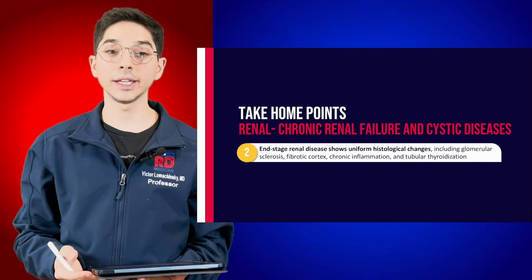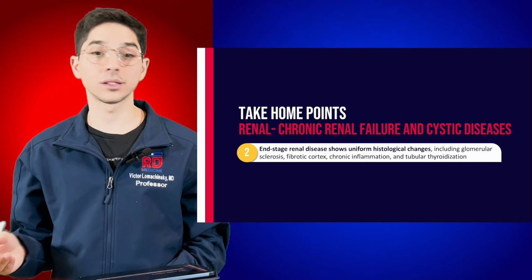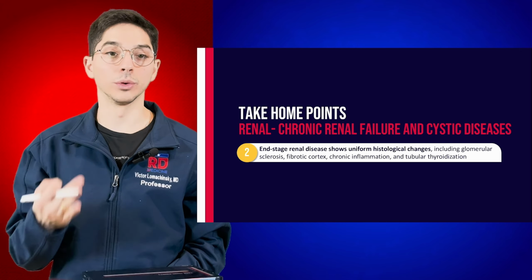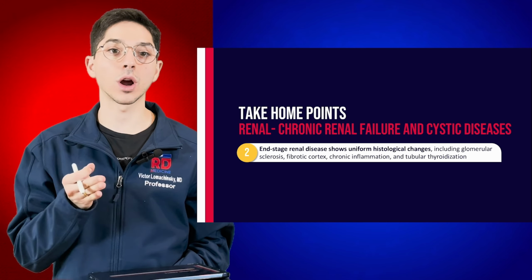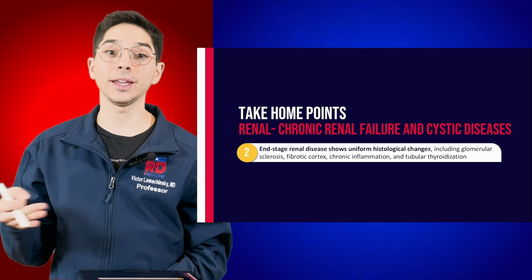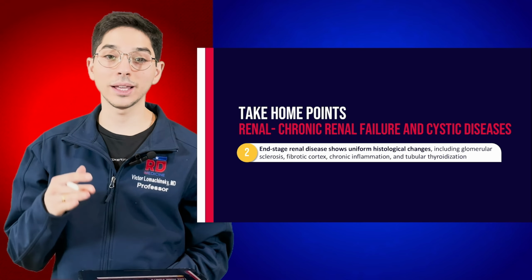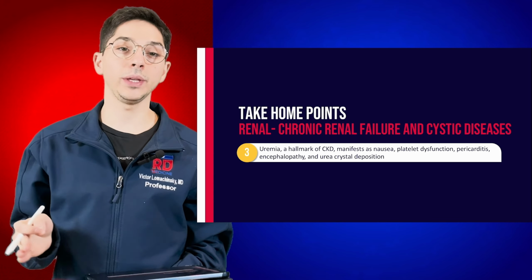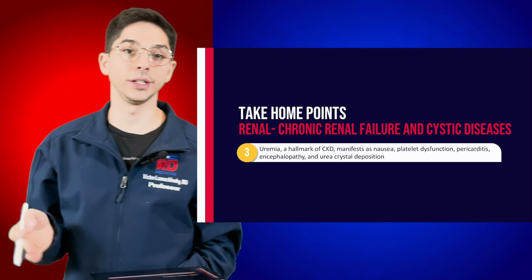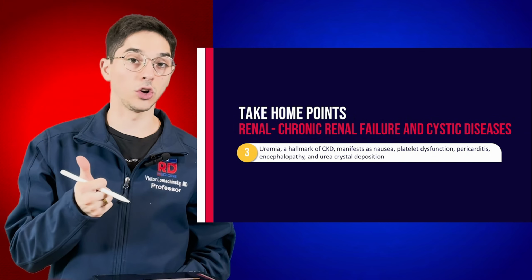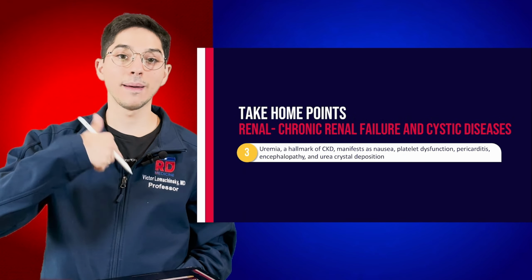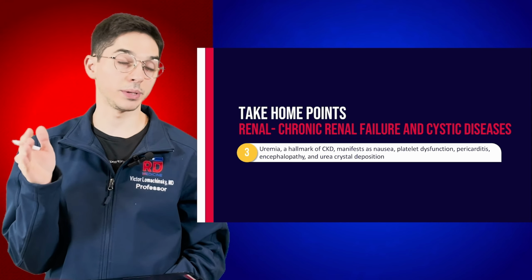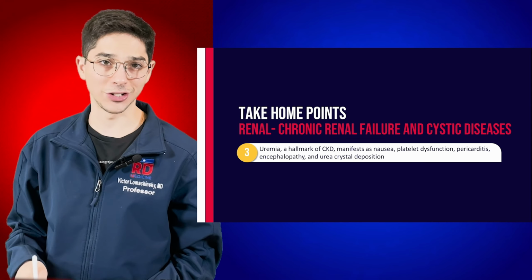Number 2, what are the end-stage renal disease histological changes? Well, those are very uniform. We're going to have glomerular sclerosis, we're going to have a fibrotic cortex, we're going to have chronic inflammation, and we can even see that thyroidization of the tubules. Number 3, uremia really is a hallmark of chronic kidney disease, and it manifests as nausea, platelet dysfunction, pericarditis, encephalopathy, and urea crystal deposition, which can make your skin really itchy.